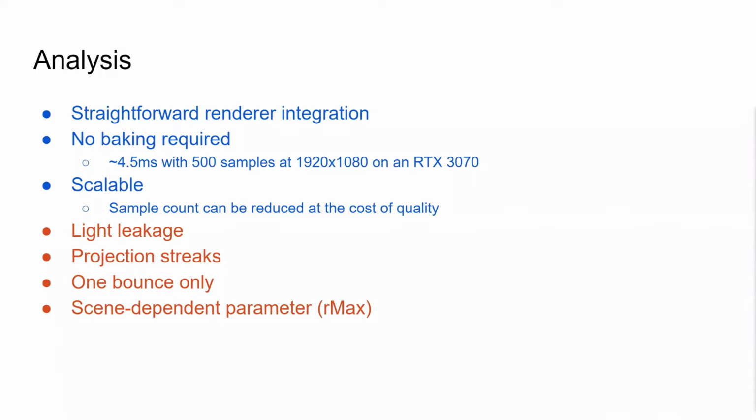And finally, there's a scene dependent parameter Rmax, which is used to control the sampled area. It has to be adjusted to fit the scene in a balance between quality and indirect lighting coverage. I will also show how that looks when you adjust it. Now it's time to look at some pictures.